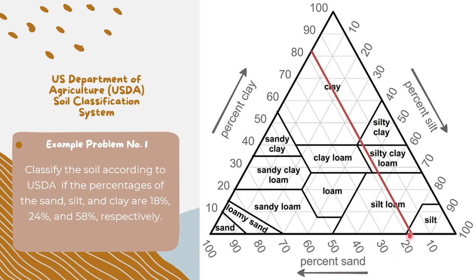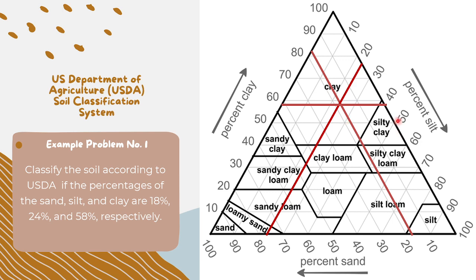So again, the sand is 18%, and then next is the silt, which is 24%. Approximately it is here, 24%. And lastly, for the percent of clay, which is 58%. So this one. And notice that the three lines will intersect, and the area in which it will intersect is the soil classification. So based on the percentages of sand, silt, and clay, our soil is classified as clay in the USDA soil classification system.